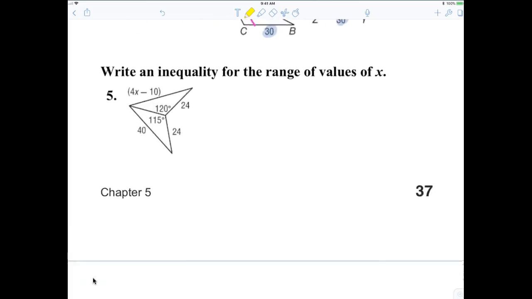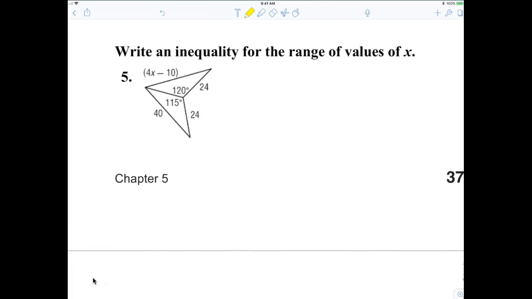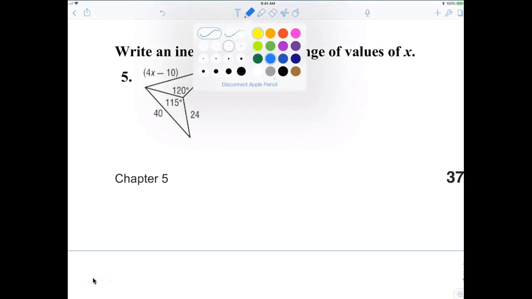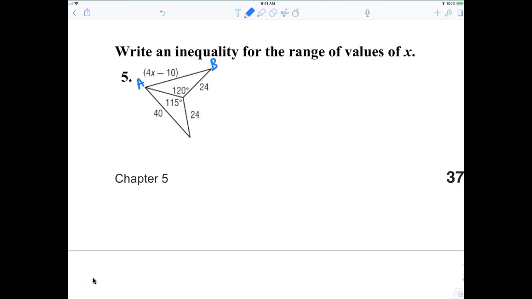So what has to be true here? What has to be true about, and I'm going to call this side A, B, C. First thing, I'd like somebody to tell me what is true. Tell me what's true. 115, that's right. That's the first thing you know. 120 is greater than 115.